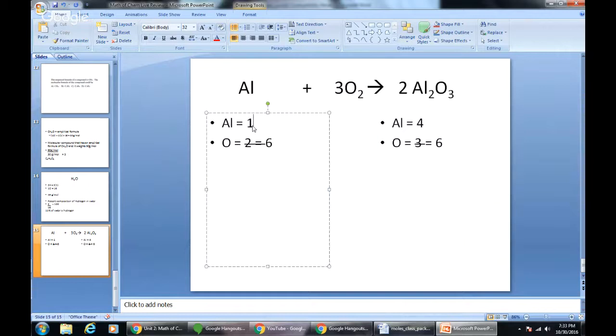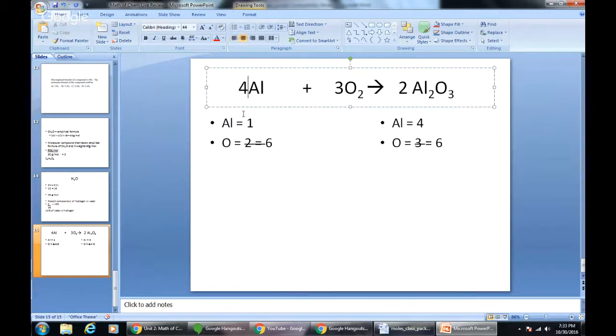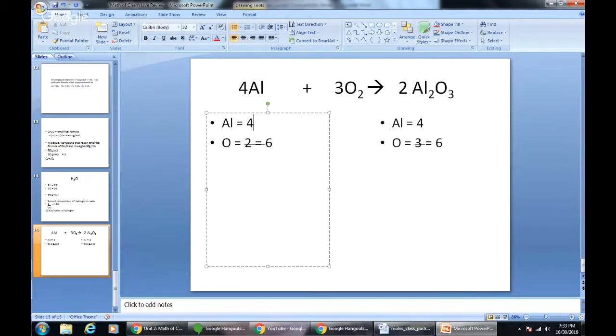Can I make 4 over here? It's easy. Just put a 4 here, and now you have 4 aluminums. Balanced. Hooray. All right, and that's it. You see how annoying it can be?